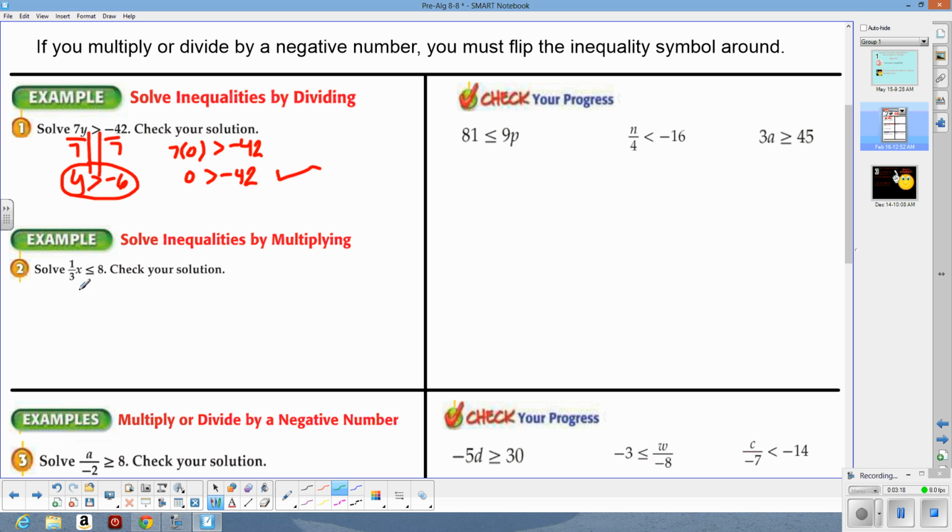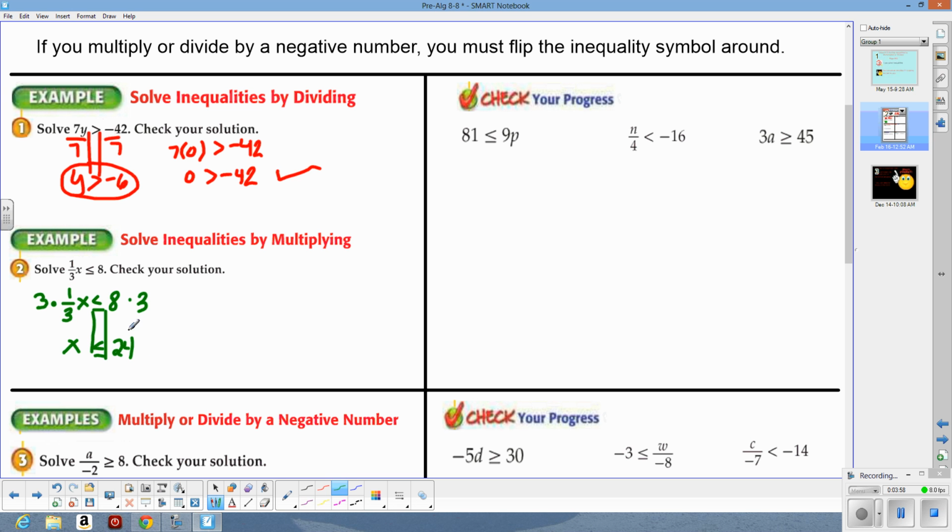Now let's try the next one. I'm going to rewrite this so I have room to show my work. 1/3 x is less than or equal to 8. Remember, when there's a variable attached to a fraction, the quickest way to eliminate that fraction is to multiply by the reciprocal. The reciprocal of 1/3 is 3. So I'm going to multiply both sides by 3. 3 times 1/3 is just 1, and 1 times x is x. And then 8 times 3 is 24. Since I multiplied by a positive, I'm going to leave the symbol the way it was. So x is less than or equal to 24.